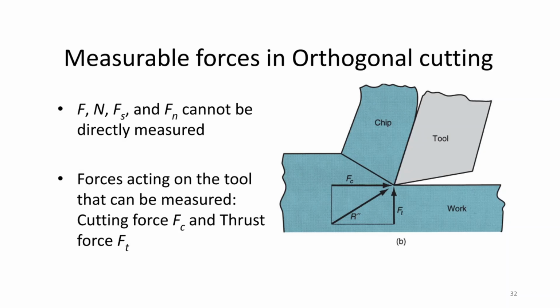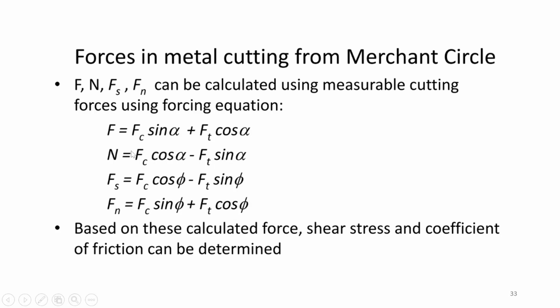Next is measurable forces in orthogonal cutting. As we saw earlier, the friction force F, normal force N, shear force Fs and the force normal to shear Fn cannot be directly measured. The forces acting on the tool that can be measured are the cutting force and the thrust force. All these formulas are given in terms of these two. These can be calculated using the measurable cutting forces using force equations.